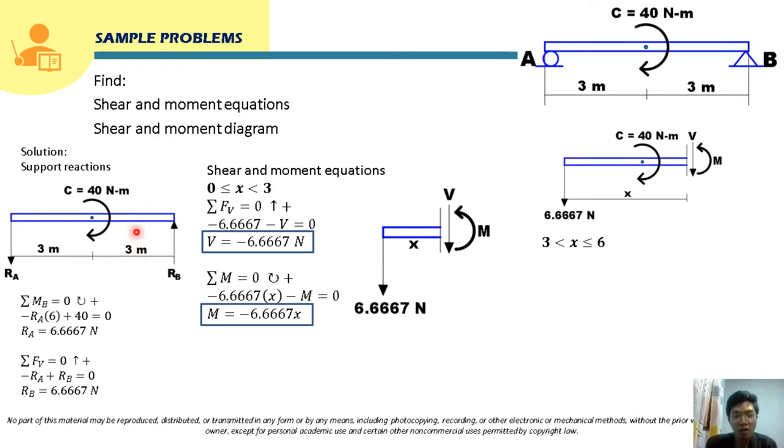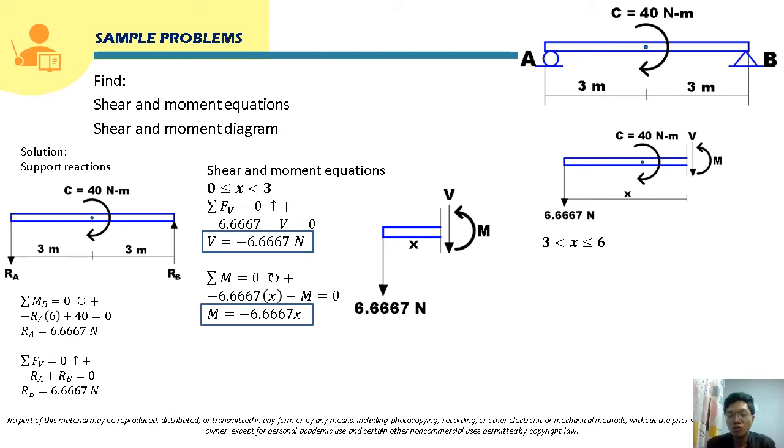Again, class, if you are going to use the right segment, you can also do that, but the distance here will be 6 minus x, since the total distance here is 6 and the distance here is x. But in this case, we are just going to consider the left segment. Of course, we have here this reaction. This couple will also be included. And at the cut section, there will be an internal shear force V and an internal moment.